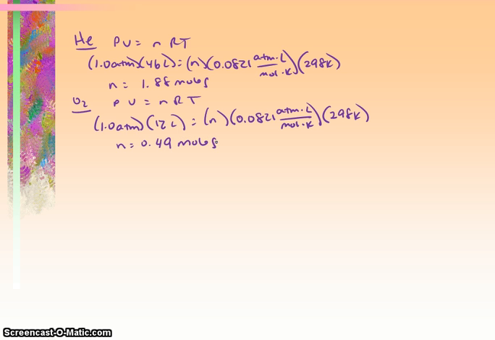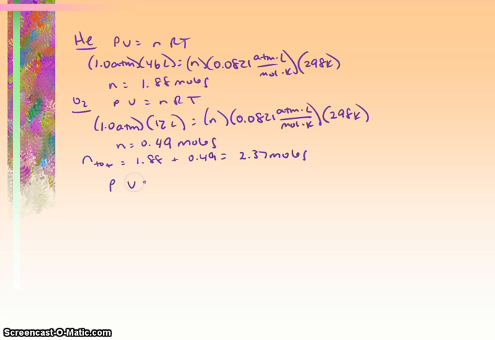Well, it's the total number of moles of gas that are going to help us to determine what the total pressure is. So we're going to take 1.88 plus 0.49 and get our total number of moles. 1.88 plus 0.49 gives us 2.37 total moles of gas. And again, it's not the identity of the gas, it's how many moles we have that are important. Now we can find out what the total pressure exerted by this container is.